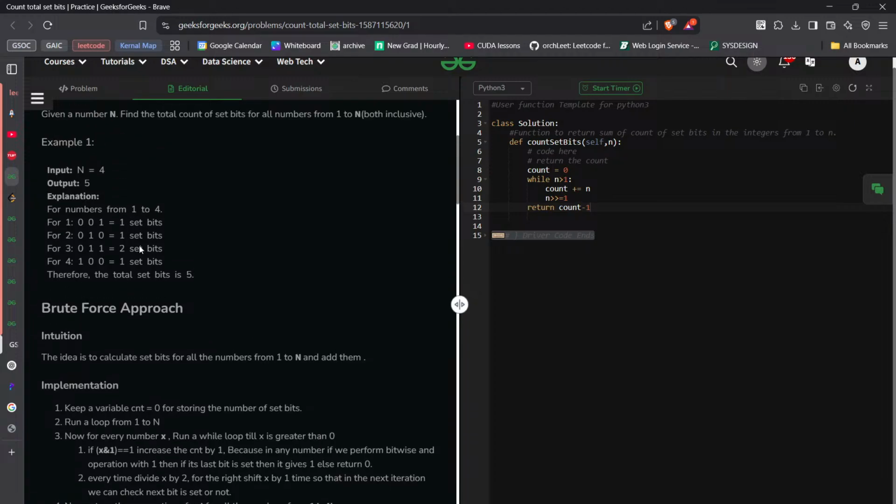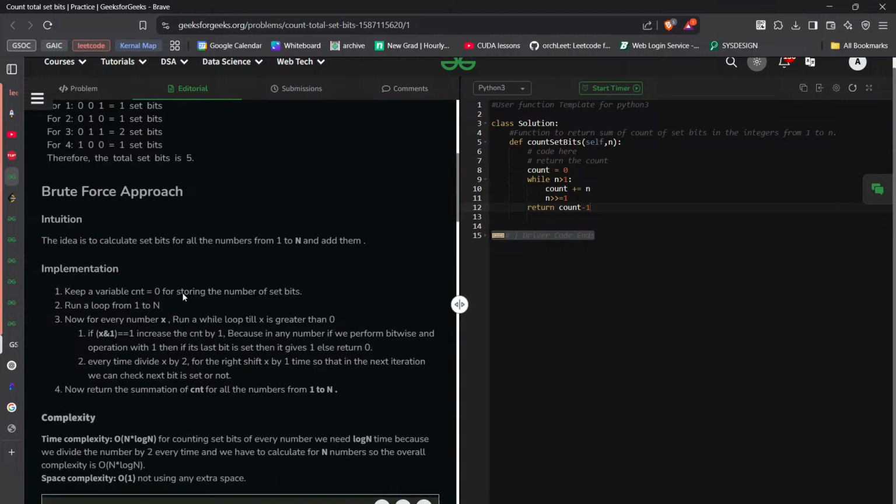Okay. One set bit, two set bits, one set bit. Therefore, total is 5. Brute force: the idea is to calculate set bits for all numbers 1 to n. Count is equal to 0. Run a loop from 1 to n. Now for every number x, run a while loop till x is greater than 0, and it with 1. Increase the count by 1, because in any number, if we perform bitwise AND with 1, if its last bit is set it gives 1, else 0. Every time divide x by 2 for the right shift, so that in the next iteration we can check whether the next bit is set or not.